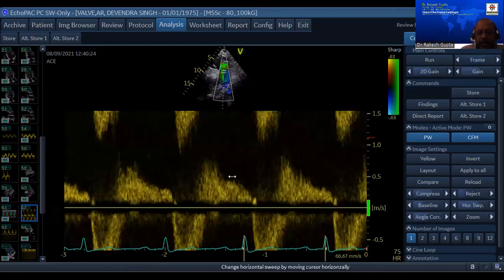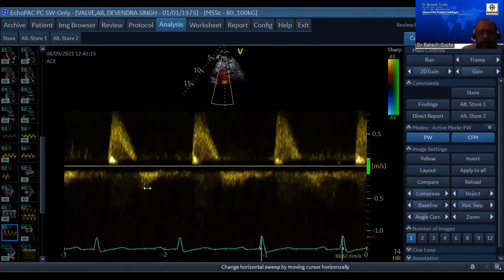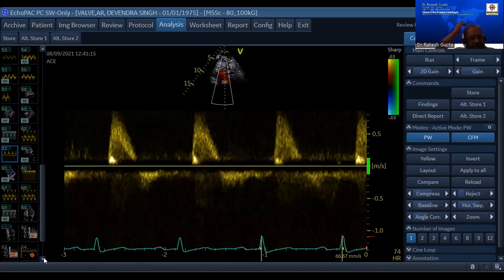I just showed you that VTI more than 22 and end diastolic velocity more than 22 centimeter is considered as abnormal. So these are the 5 or 6 parameters which we utilize. And pressure half time is another one. When it is less than 200 or more than 400, we classify them as severe versus normal in aortic regurgitation.